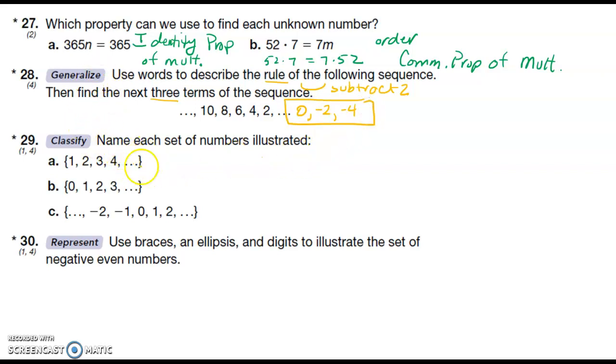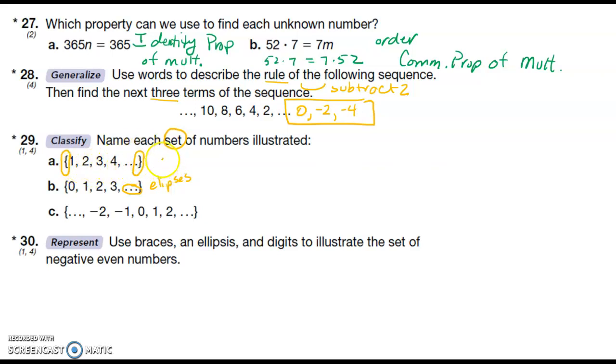Okay, 29. Name each set of numbers illustrated. And you'll see this in mathematics for the rest of your mathematics career when they talk about a set, which is just a group. It's a fancy word for group. When they group numbers, they use, I call these little things chocolate chips because they look like sideways chocolate chips. And then these little dots, they call these ellipses. Fancy word. So what they're doing is they're showing you a set or group of numbers in what they call set notation with these chocolate chips and ellipses.